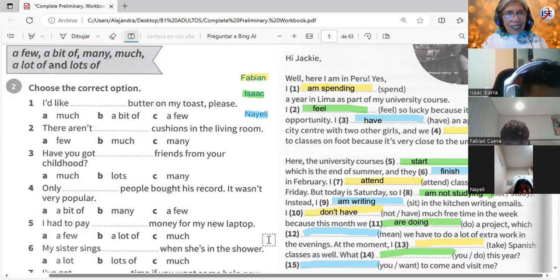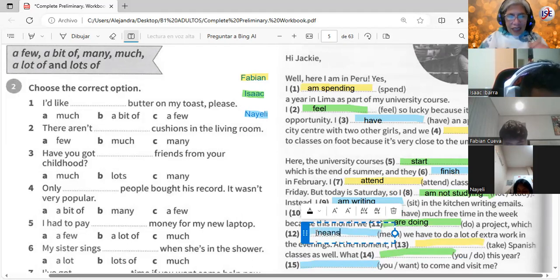Mean or are meaning? Are meaning. No, mean. O significa o no significa, pero no está significando. Okay? Which means we have to do a lot of extra work in the evenings.